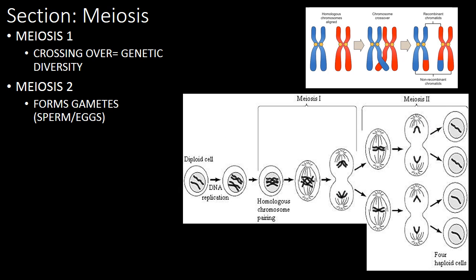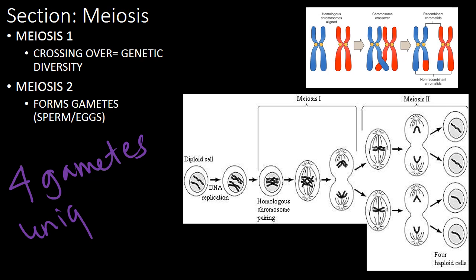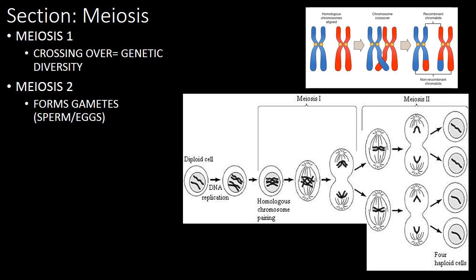Alrighty, the last section of our notes is going to be meiosis. For meiosis, it actually has two parts of cell division. What you need to know about meiosis, it is the process to produce 4 gametes. These gametes are all going to be unique, and these gametes are all going to be haploid. Again, the word haploid means that they only have one copy of each chromosome. So let's practice this really quickly.